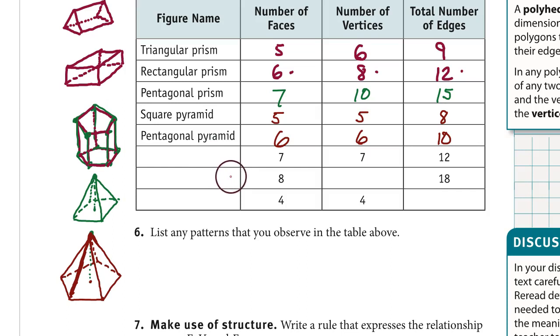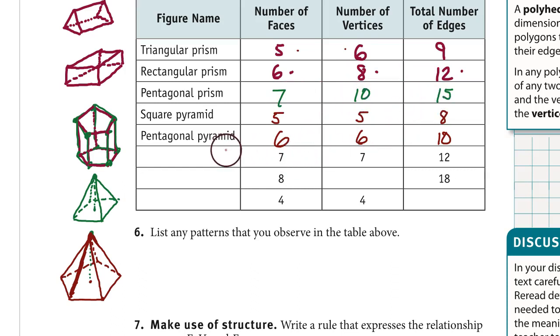To answer this, we have to observe some patterns in the rows we've already done. One thing I notice is that when you add the faces plus the vertices, you get 2 more than the number of edges. 5 plus 6 is 11. That's 2 more than 9. 6 plus 8 is 14. That's 2 more than 12. 7 plus 10 is 17. That's 2 more than 15.